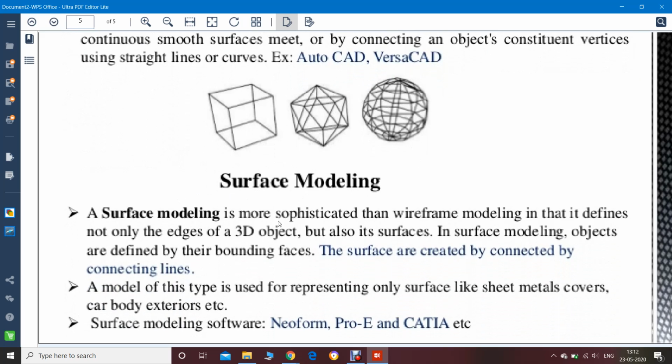Surface modeling. Surface modeling is more sophisticated than wireframe modeling in that it defines not only the edges of a 3D object but also its surface. In surface modeling, objects are defined by their bounding faces. The surfaces are created by connecting lines. A model of this type is used for representing only surfaces like sheet metal, covers, car body exteriors. Surface modeling software examples are Neoform, Pro/E and CATIA.